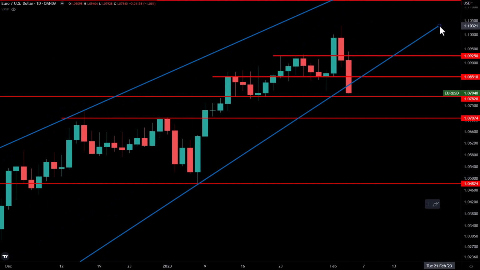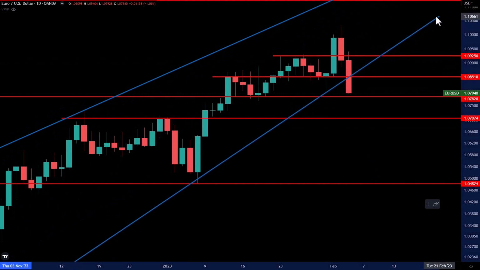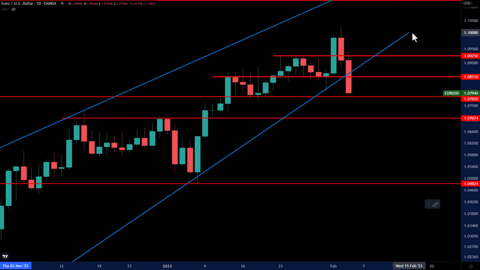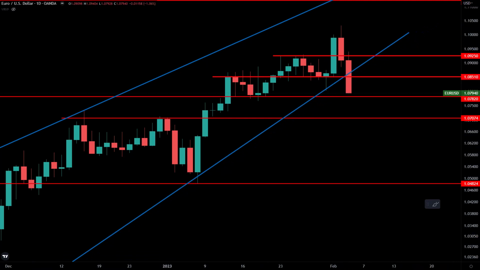However, I personally think that if you draw it like this to include this bullish candle back here, this is probably a little more accurate. So for the week ahead, I think that we could see a bounce from this area right here around 107.80, but this region up around 108.50 or so is going to be resistance now for the Euro USD. So you've got to bear that in mind.